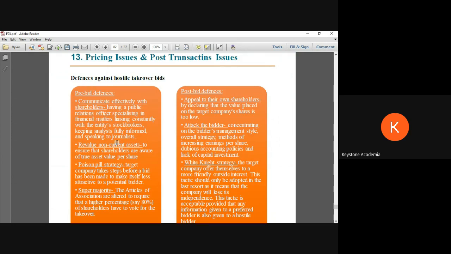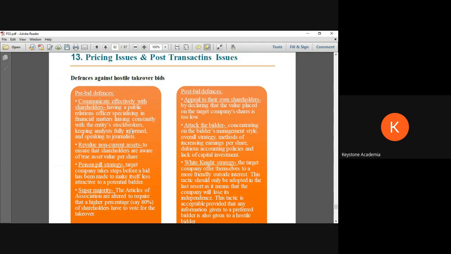The second option is to revalue non-current assets. Usually, a non-current asset is taken at book value, and in the real world, the value of the asset goes up, especially property and the like. So if you revalue, automatically the value of the business will go up, which can be demotivating for the seller.